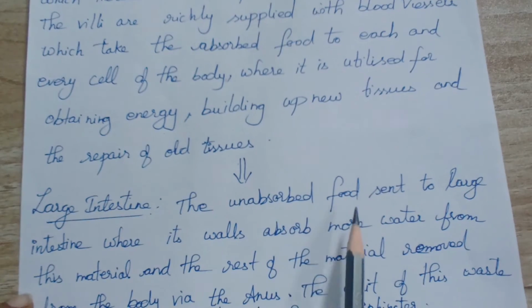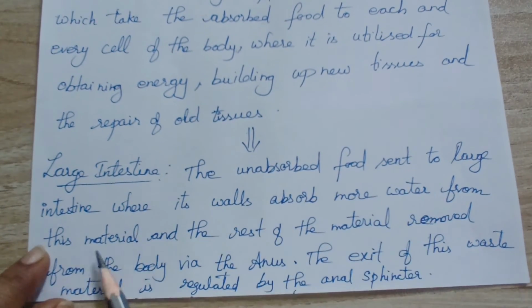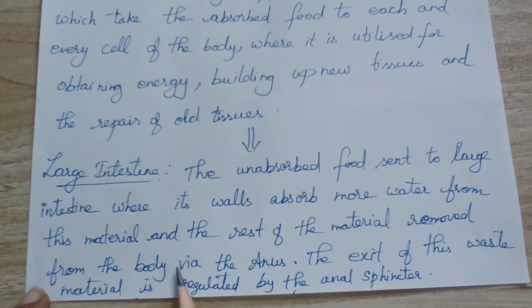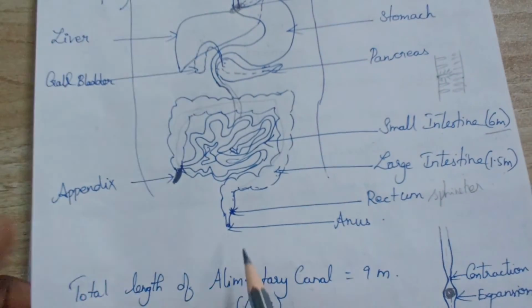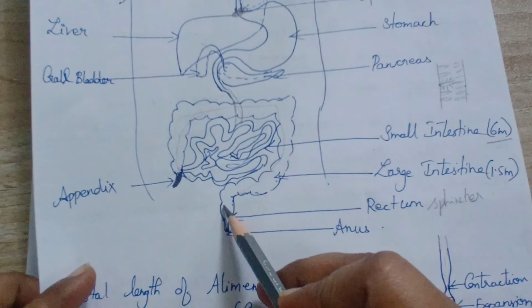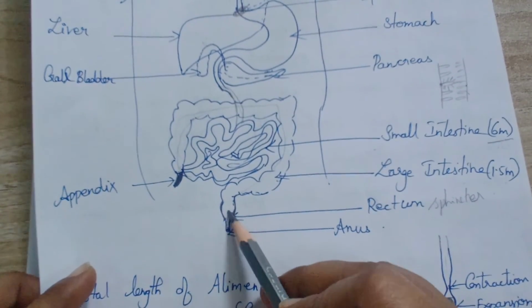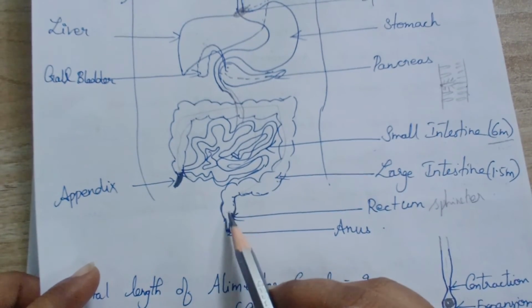So the unabsorbed food is sent to the large intestine, whose walls absorb more water from the material. If any water is present in that, it will be absorbed in the large intestine, and the rest of the material is removed from the body via the anus. Before being removed through the anus, there is a temporary storage of feces in the rectum. Okay, here it will decompose by bacteria.